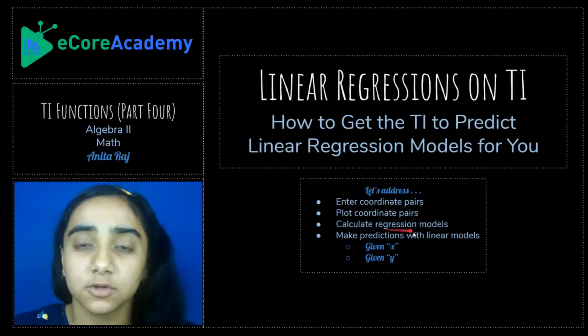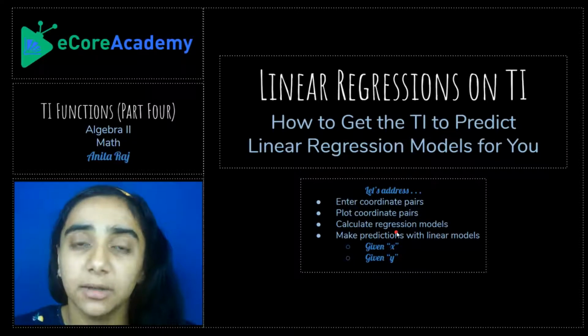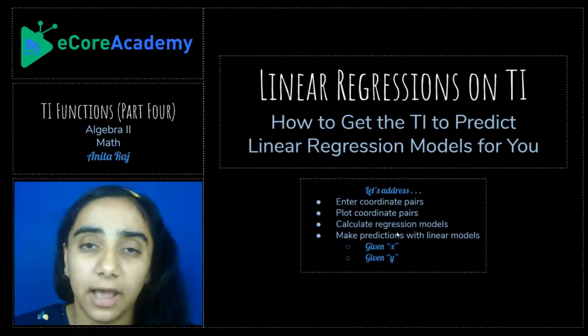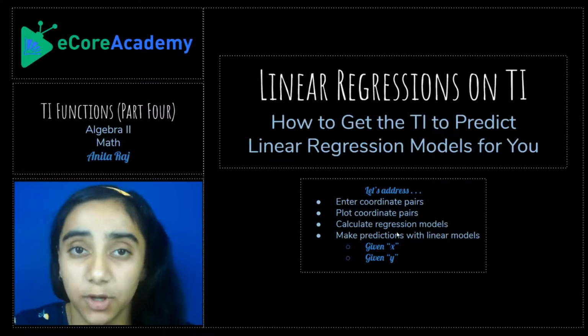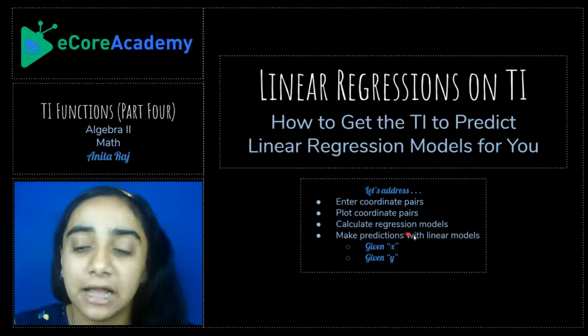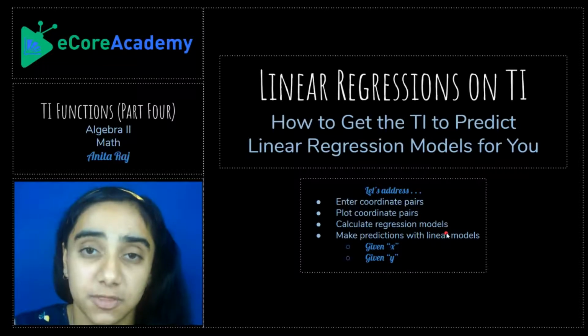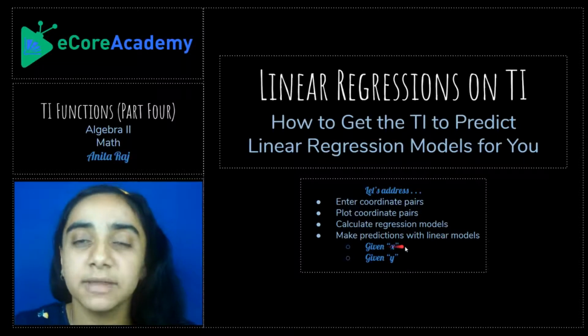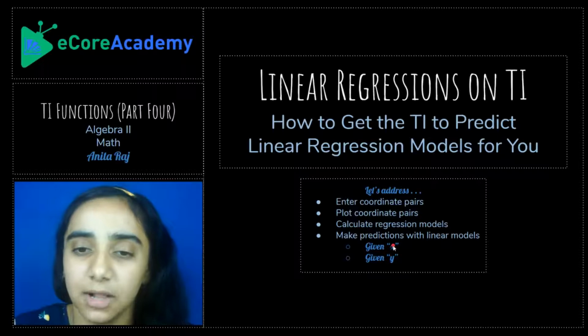Then you want to plot those coordinates. You have to mess around with the calculator a little bit so that it plots your coordinates, and then you ask it to make a prediction for a line that goes through those coordinates. We'll be going over that as well. Then we're going to calculate the regression models, as in the line of best fit, which is going to be a linear equation in this specific case. Then we're going to make predictions with these linear models. If you're given x, we're going to find y, and if you're given y, we're going to find x. So we're going to do some problems with those.